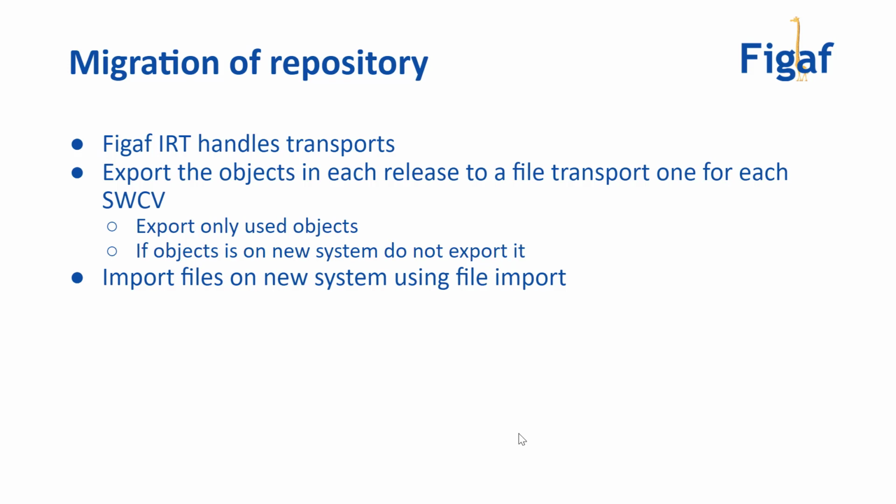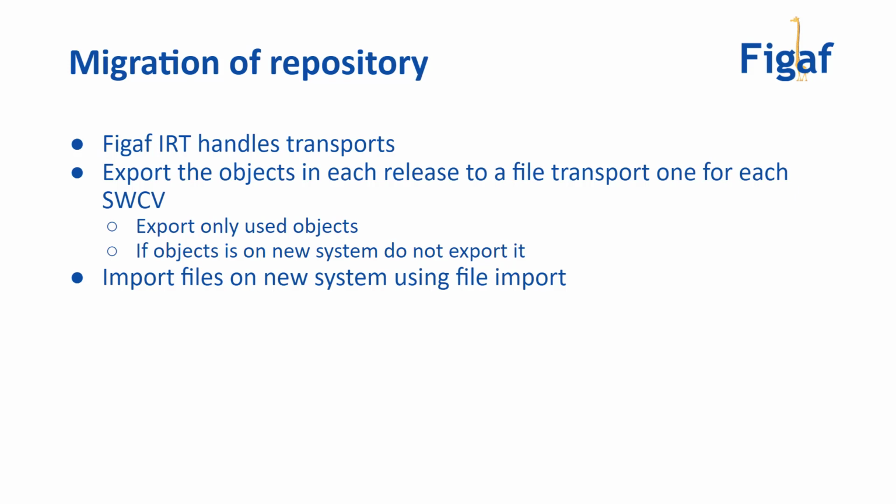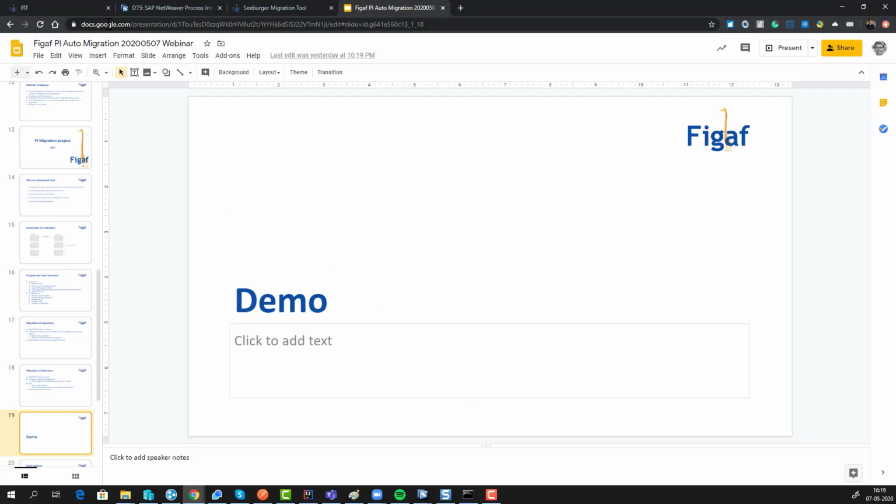So FIGAF handles the transport. It has a built-in transport functionality, so you can simply manage the full process here. Yeah, import file using the file import, and the directory is also converted using the ICO and all the other objects below it. So let's show it in action, and if there are any questions along the way, just put them in the chat and I'll try to answer them.